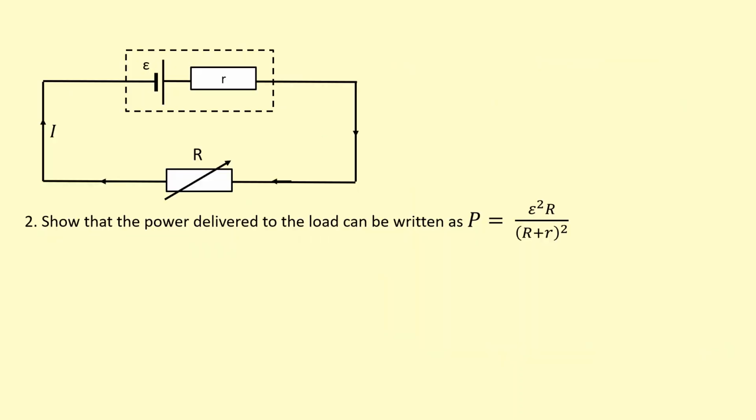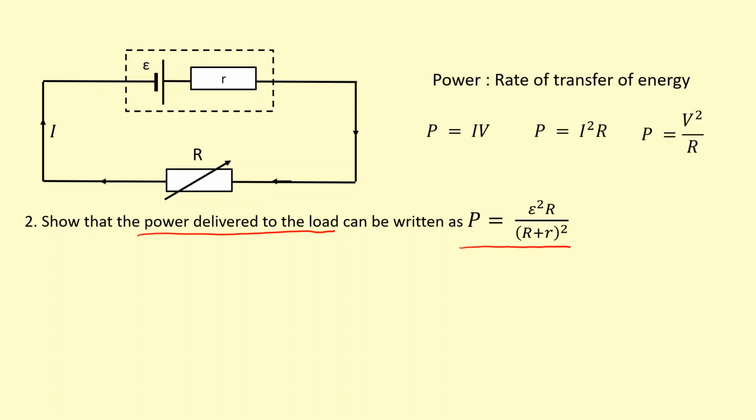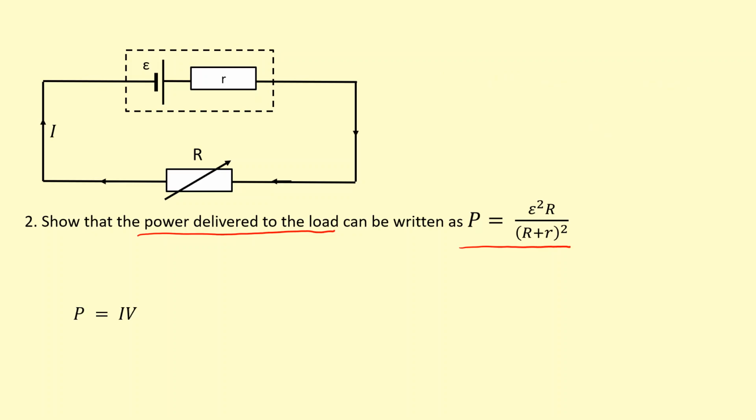Okay, so we're going to show that the power delivered to the load can be written out by this equation here. So firstly, we know power, you can use any of these equations here. I'm going to use P equals IV. So for the current to the load, I'm just going to use Ohm's law for the whole circuit: the total potential difference, which is the EMF, divided by the total resistance. That gives me the current through the load.